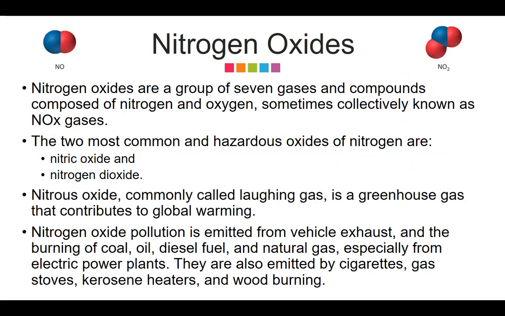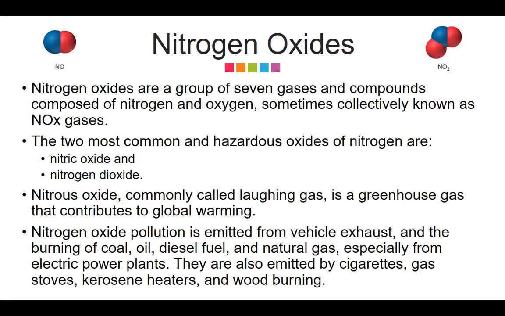Then we get nitrogen oxides. Nitrogen oxides are really a group of 7 gases or compounds, but the two most common, which we're going to talk about here, are nitric oxide, NO, and nitrogen dioxide, NO2. Nitrous oxide, more commonly known as laughing gas, is a greenhouse gas that contributes to global warming. Nitrogen oxide pollution is emitted from vehicle exhaust and the burning of coal, oil, diesel fuel, and natural gas, especially from electric power plants. They are also emitted by cigarettes, gas stoves, kerosene heaters, and wood burning.